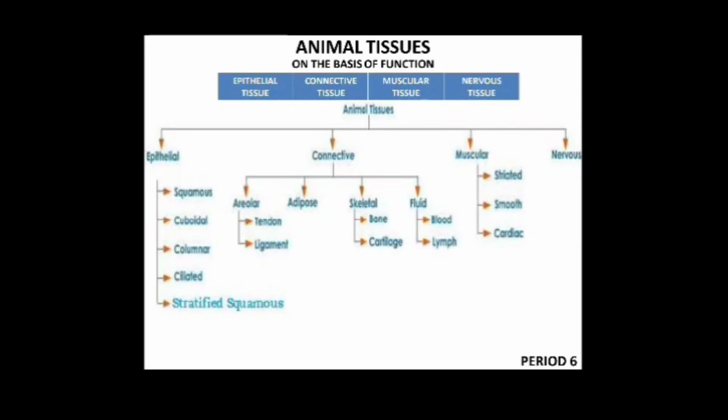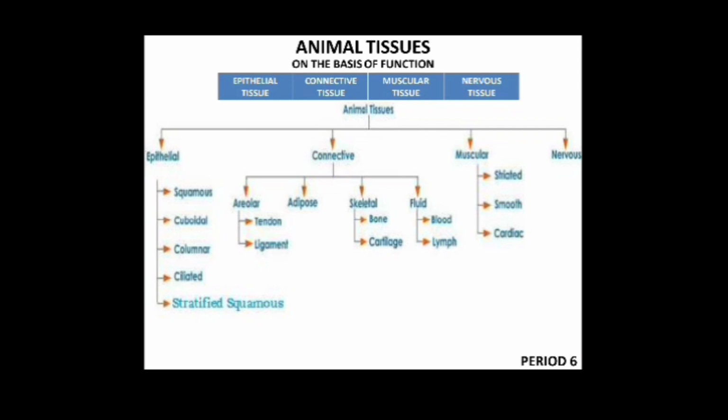Hello students. So we are going to start the revision of the animal tissues. In our previous video, we did the revision of plant tissue. So now we are going to revise animal tissues. Okay. So animal tissues are of four main types: epithelial, connective, muscular, and nervous.